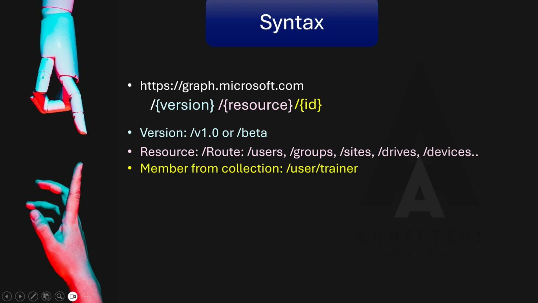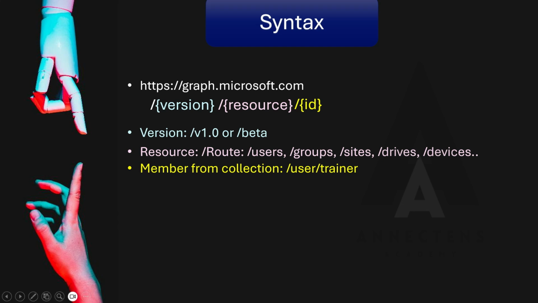Then we have something called member. A member is when you are selecting one object within a collection, for example one user, one group, one particular site, one device ID. You are going more granular, more in detail. That is called the ID. For example, you have your employee ID, and that employee ID is unique to you.